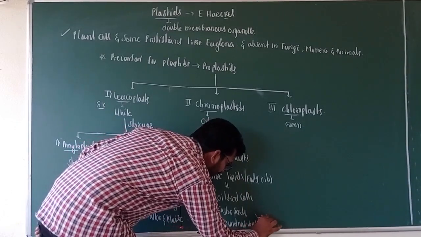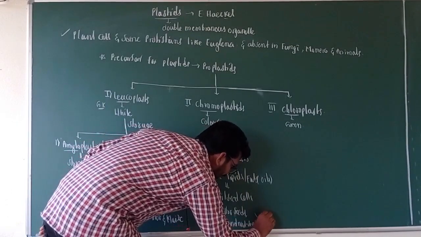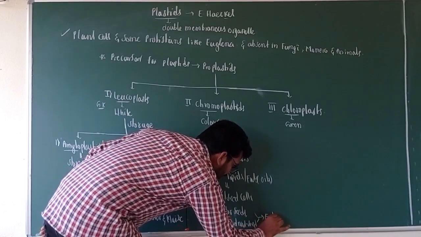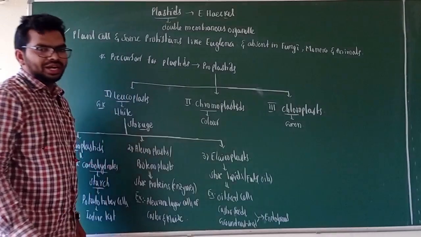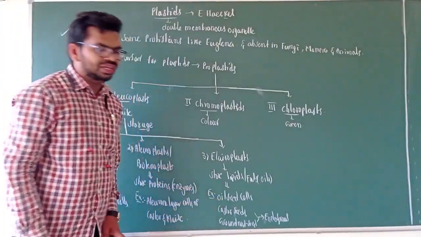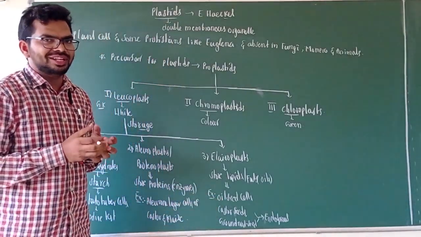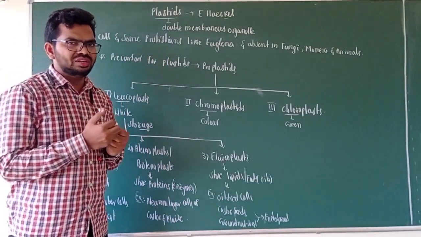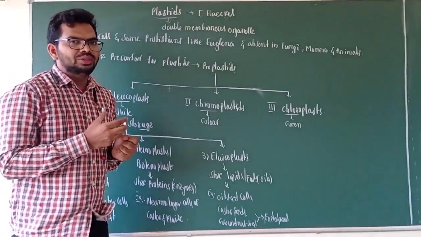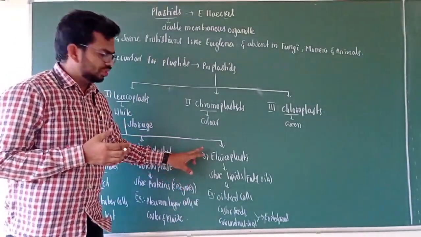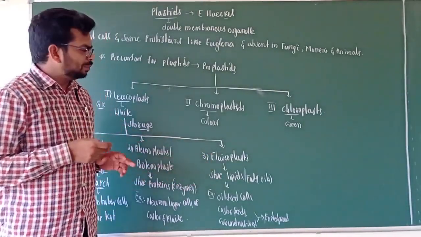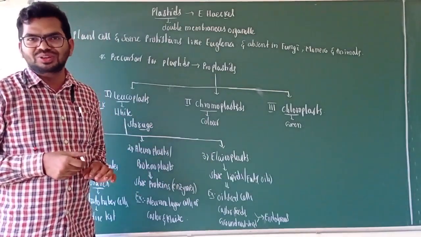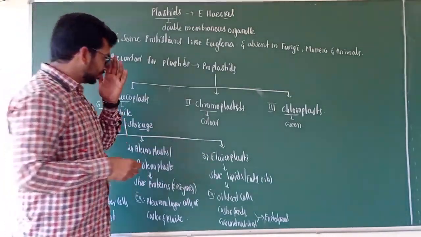endosperm is going to richly store what, endosperm, store the oils or lipids. Not only this, you can see even sunflower seeds are also having the richly what, sunflower oil. Those are stored due to the presence of abundant amount of what, elaioplasts. Let me explain another category, what is chromoplasts.